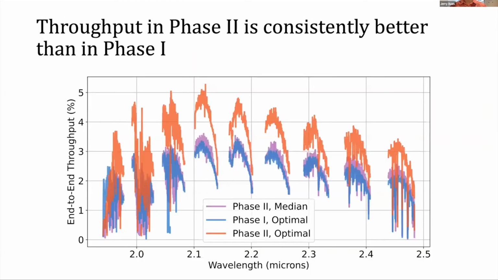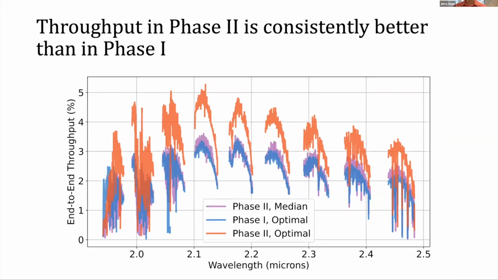So here I'm plotting the throughput, which is our end-to-end throughput in phase 2 in red, and our optimal throughput in phase 1 in blue. So as you can see, by increasing our throughput, we can get a lot more photons from the planets and basically detect them to higher signal to noise.